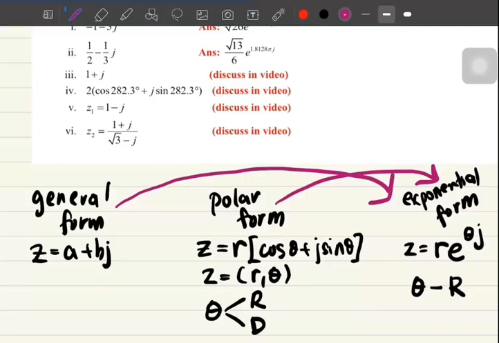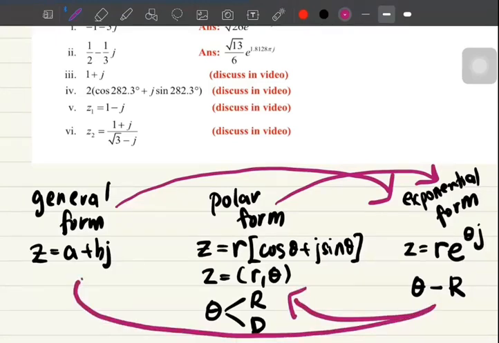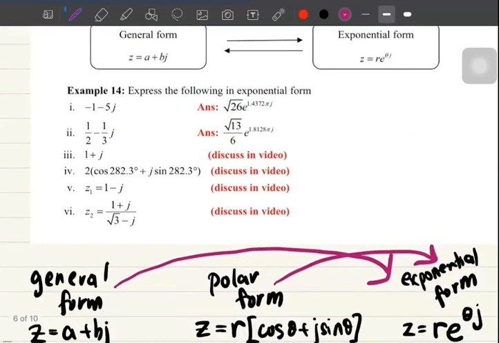And awak juga kena tahu macam mana daripada exponential form ni kita nak tukarkan dia dalam bentuk polar form ataupun kita nak tukarkan dia dalam bentuk general form. Okay, so you dah kena pandai main tukar-tukar ni. Macam mana nak express, it depends pada soalan tu nak dalam bentuk apa. Okay. Take a look at the example 14.